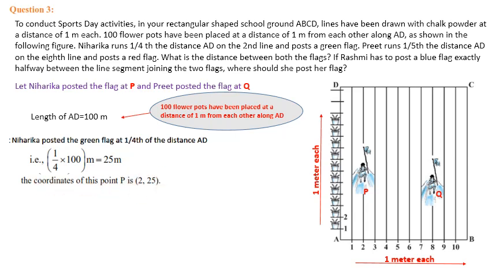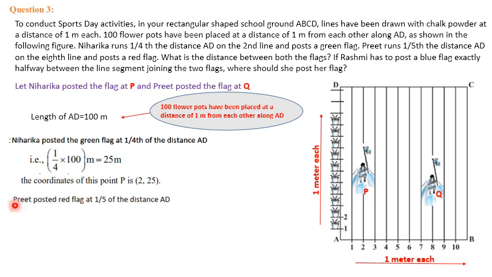How have we got 2? She is running in the second track and posting the flag at 1/4 of the distance AD. That means here distance AD is the y-axis. In the y-axis she ran 25 meter. So y value is 25 and x value is 2. That's why the coordinate of P is (2, 25).